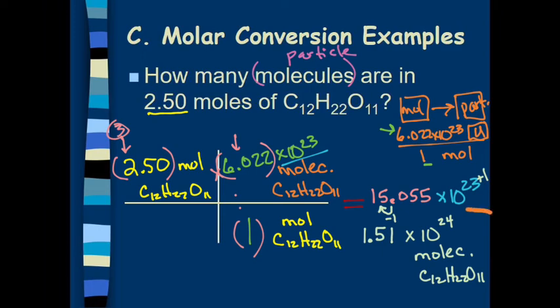So there is my final answer, 1.51 times 10 to the 24th molecules of sucrose. Again, you have to think proper scientific notation and proper number of significant figures after you round.